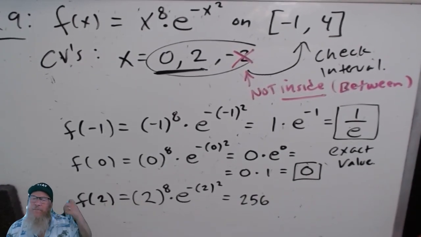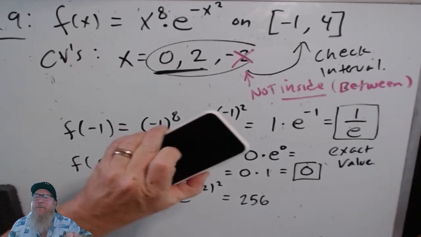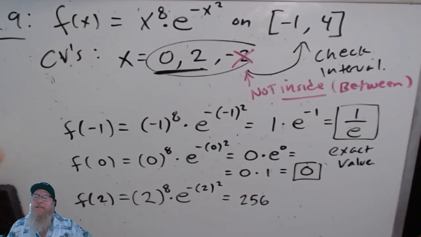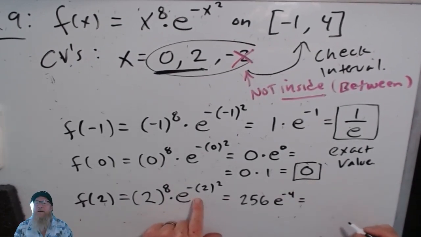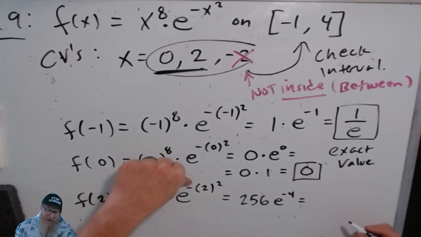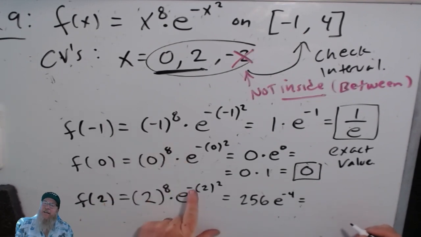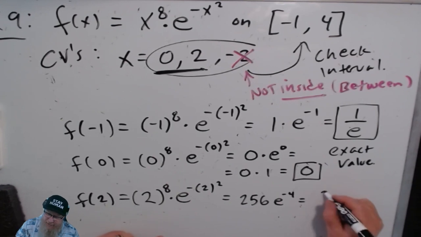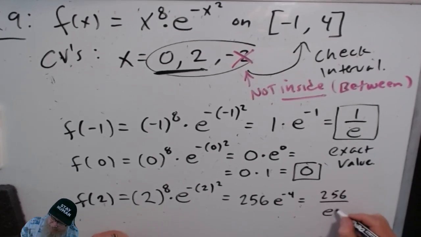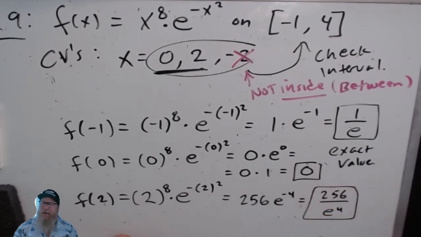If you can't keep those big numbers in your head, bust them out on your calculator. I'll probably use this in a minute anyway. I'm trying to hold off as long as I can. And then e to the negative 4, right? Because 2 squared is 4, and then the negative is on the outside. Very important: if you type negative 2 squared in your calculator, it'll tell you positive 4. But it's actually 2 squared, and then it's negative. So that's 256 over e to the 4th power.